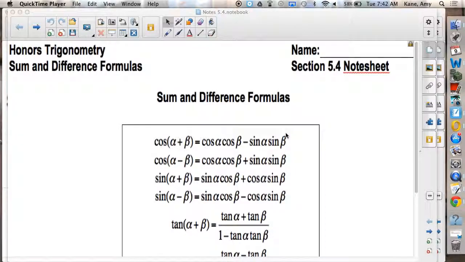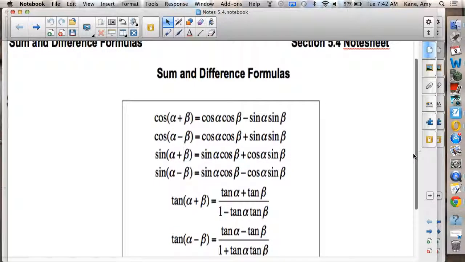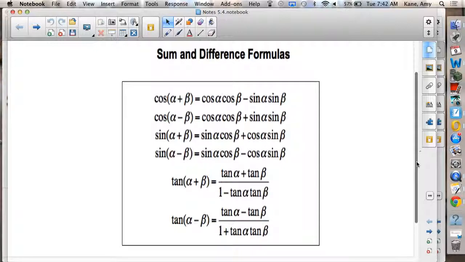Taking two angles and adding them together, the cosine of two angles, or subtracting the cosine of two angles. Same thing with the sine and the tangent. So there are 6 in this box because you have 1 for each addition, subtraction, and trig function.